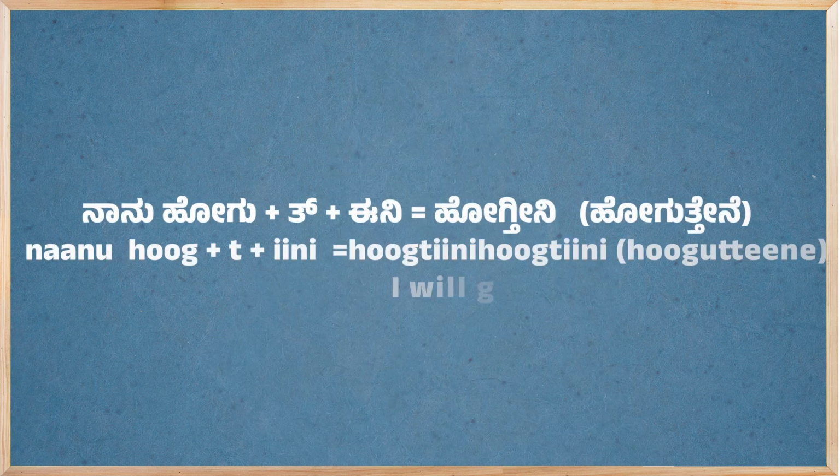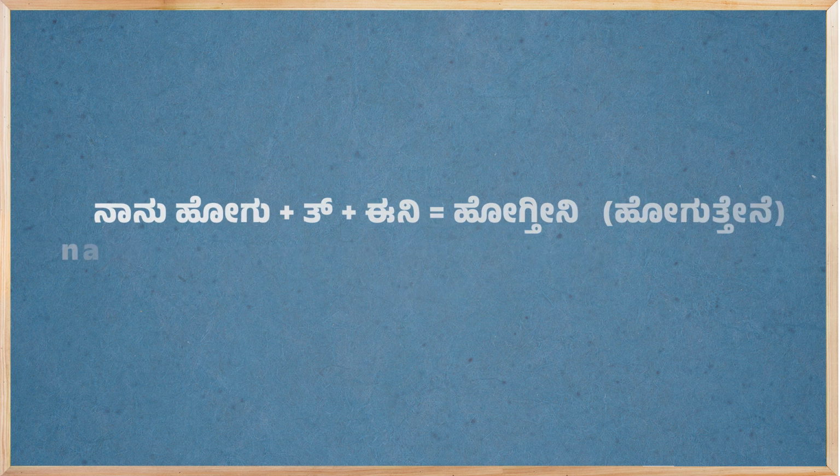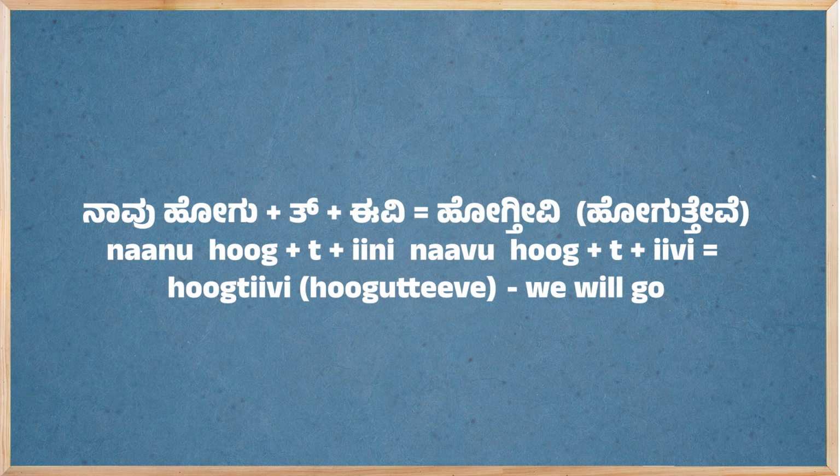The ut variant often appears when the verb root ends in a vowel. It helps to create a smoother pronunciation. Let's look at some examples. Nanu hog plus tha plus ini becomes hogtini or ಹೋಗುತ್ತೇನೆ. I will go or I go. ನಾವು ಹೋಗ್ plus tha plus ev becomes ಹೋಗ್ತೀವಿ or ಹೋಗುತ್ತೇವೆ. We will go.